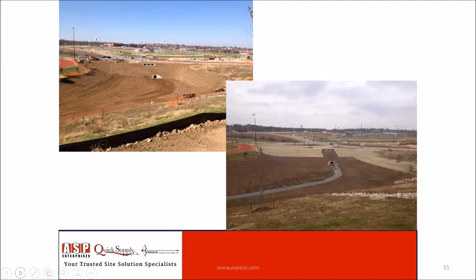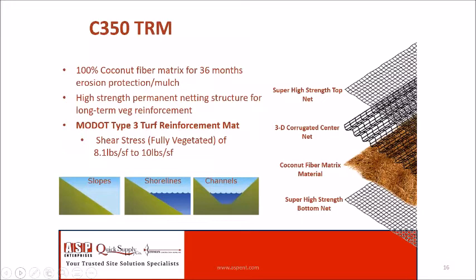So then you go up one step to a C350, 100% coconut. Everything's basically the same. The top net and the bottom net are a little bit heavier duty than they are in the SC250. The center net stays the same, still dramatically crimped. And the life expectancy goes out. The coconut will stay there for 36 months rather than 24 months. So maybe if it's a job that has some native plants that take longer to germinate, or if it's an area that you're concerned about shade or something like that and getting vegetation established, the coconut does offer a little bit more erosion protection. The shear stress goes up a little bit.